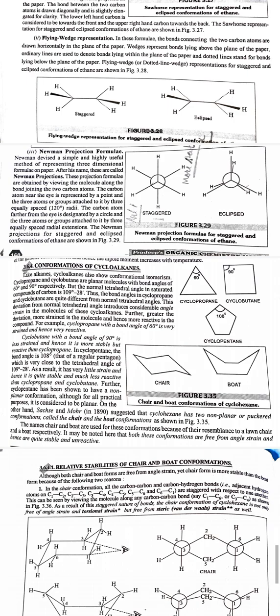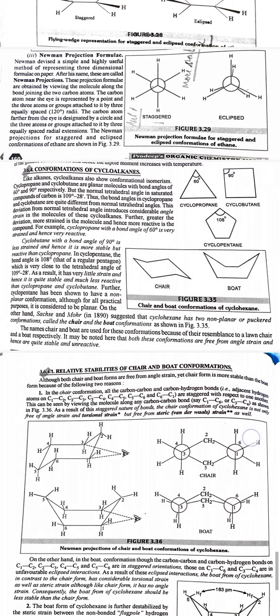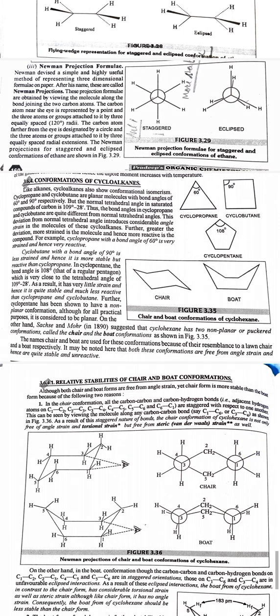Conformations of cycloalkanes. Like alkanes, cycloalkanes also show conformational isomerism. Cyclopropane and cyclobutane are planar molecules with bond angles of 60 and 90 degrees respectively. Further, the greater the deviation, the more strained the molecule and hence the more reactive the compound. For example, cyclopropane with a bond angle of 60 is very strained and hence very reactive. Cyclobutane with a bond angle of 90 is less strained and hence more stable, but still reactive compared with cyclopropane.